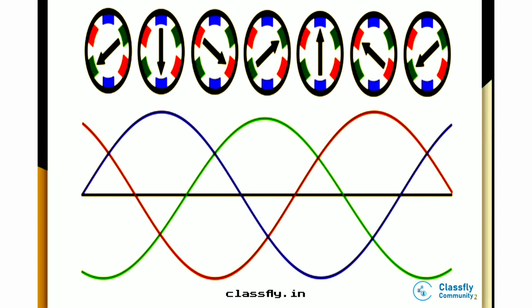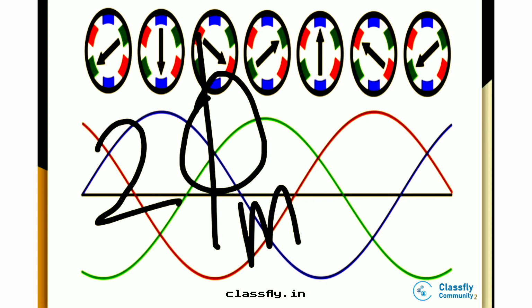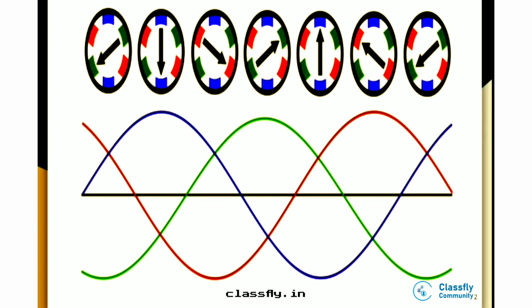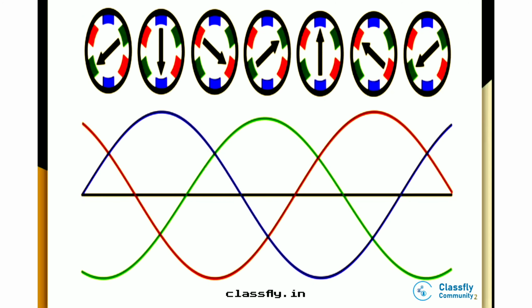That means the resultant will be 2 phi m cos 30 degree. Okay, so when you solve, you will get 3 by 2 phi m. That means whenever the omega t changes, the magnitude remains the same. Only your resultant position changes. See, the resultant position has been changing. So I hope you understood through this.